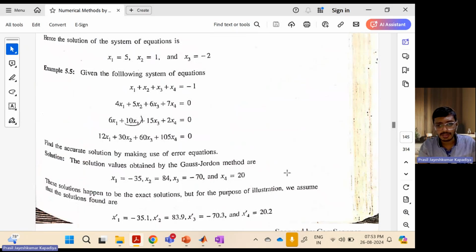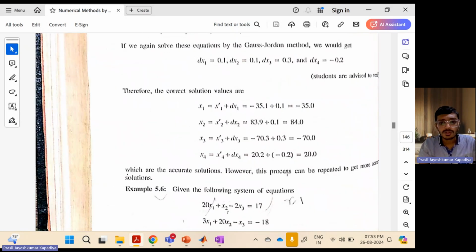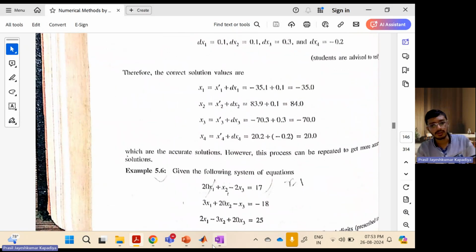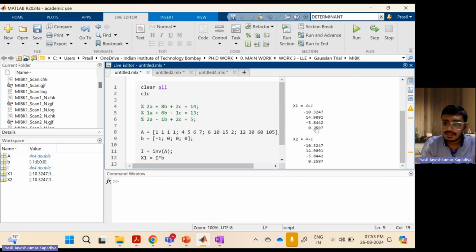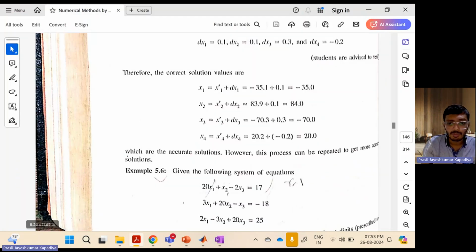So this is the Gauss-Jordan method. Gauss-Jordan is an iterative method. So this is just the answer from one iteration. Okay, so this is the correct answer that we should get. Let's take one more example.